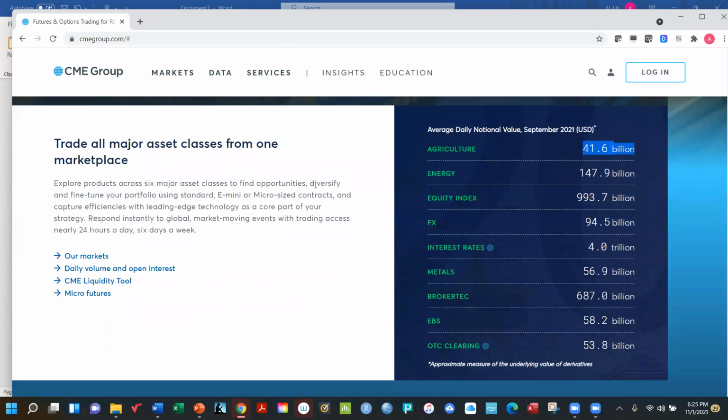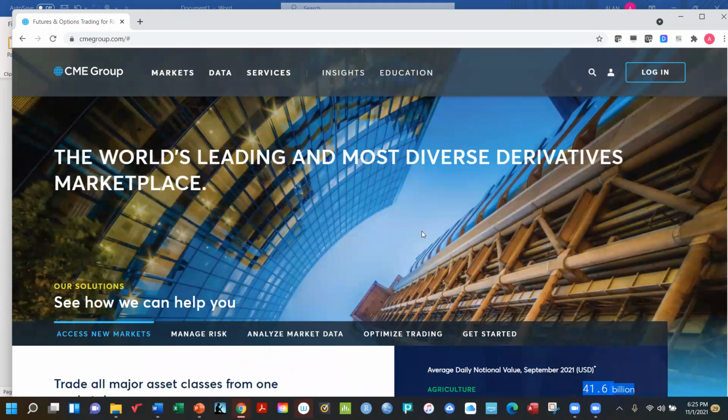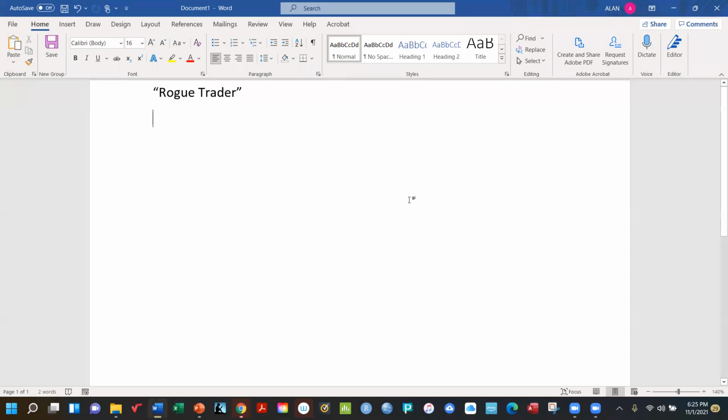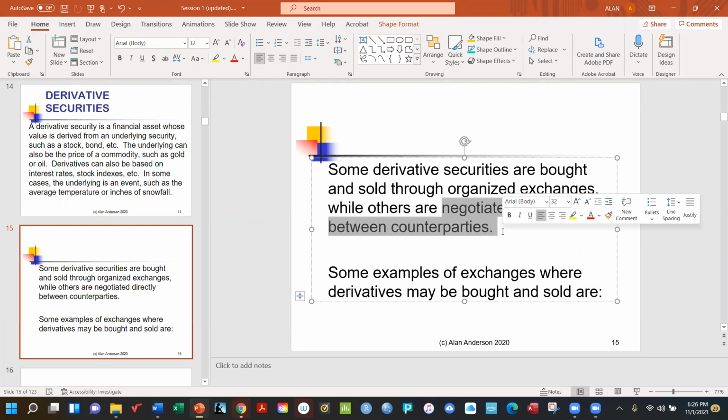And they have all the kinds of rules and regulations, and there are a lot of benefits to doing it this way. But flexibility is not one of them. If you want to buy a derivative through the Chicago Mercantile Exchange, you basically have to take whatever they have. You have no real control over the securities that you can buy. Whereas if you go through the so-called over-the-counter market, then you are negotiating directly between you and what's called a counterparty.